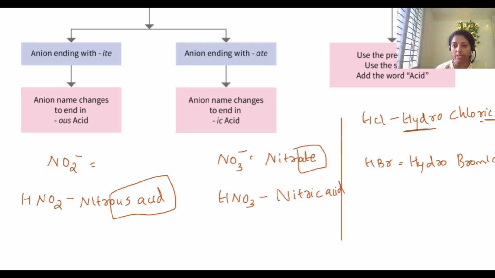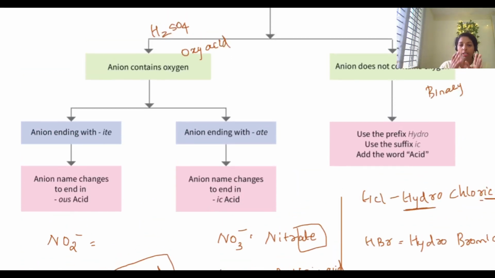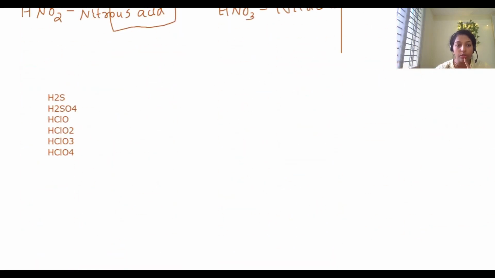So basically there are two kinds of acids: binary acid and oxyacid. Oxyacid again has two kinds: one with oxyanion ending with ite and one with oxyanion ending with ate. If the oxyanion ends with ite, it's ous acid. If the oxyanion ends with ate, it's ic acid. Binary acid means hydro-ic acid. That's the three rules.